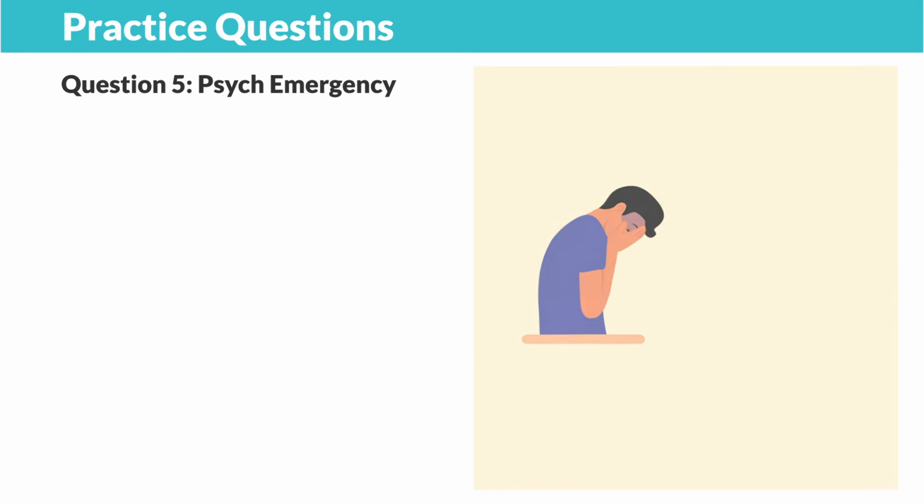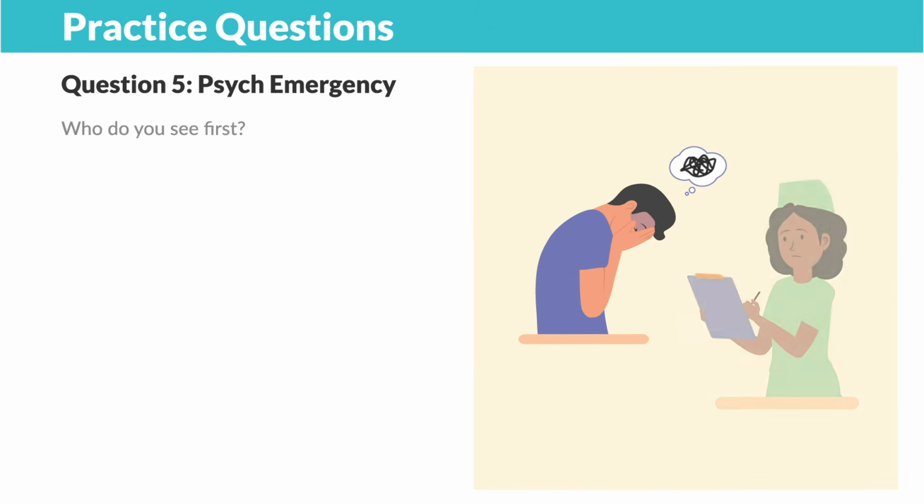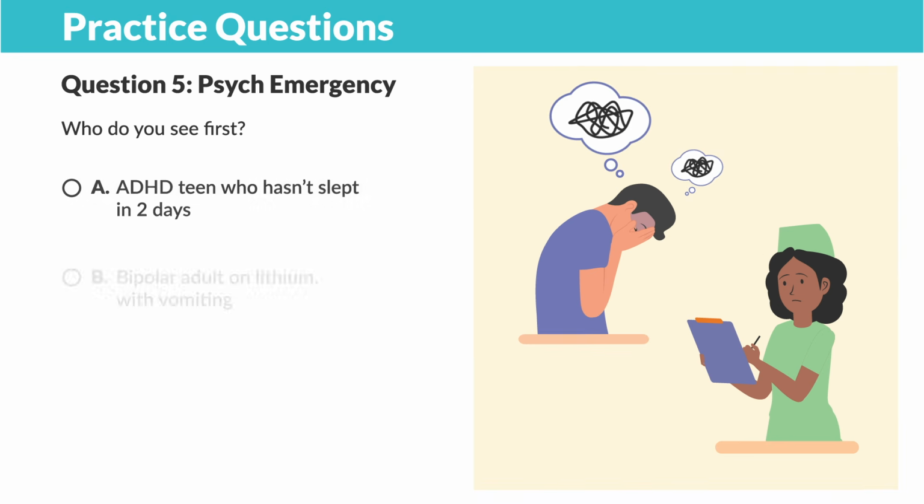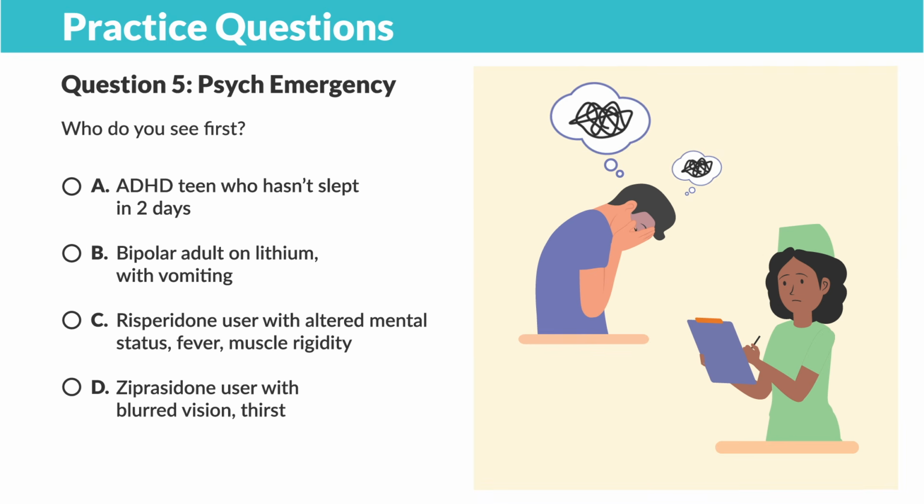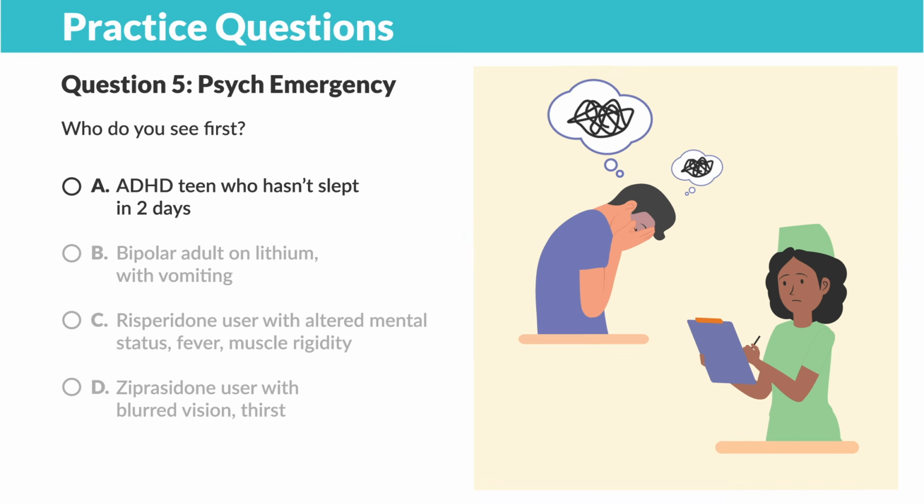Let's go into a psychiatric emergency. So which of these patients would you see first? Again, pause your screen and try your best. All right, let's break it down. Would you see the first patient, ADHD teen who hasn't slept in 2 days? Well, this patient does not have a huge risk of dying, but the lack of sleep could definitely cause harm. What about option two? Bipolar adult on lithium with vomiting. That could lower their sodium and put them at risk for toxicity.